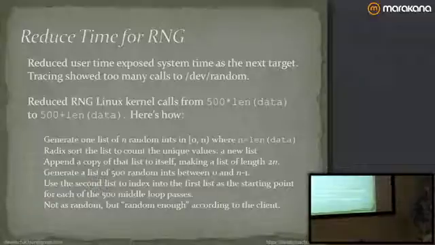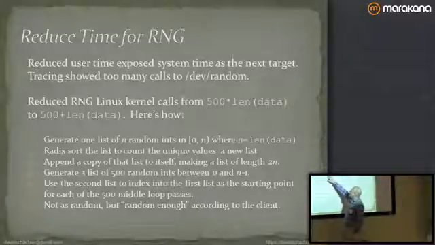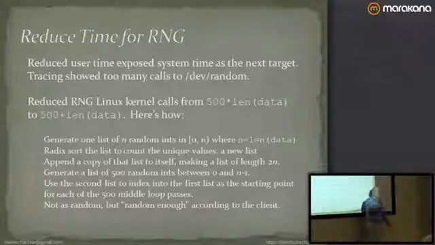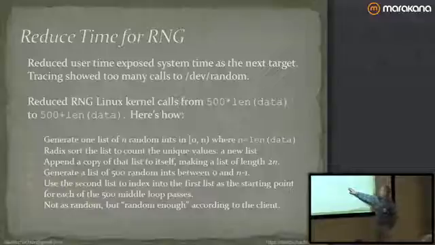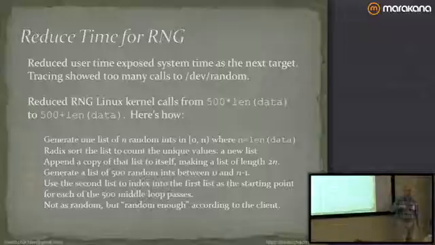So I changed the code. Instead of 500 times the length of data, I made it 500 plus the length of data. Here's what I did. Generate that list of random numbers, but just generate one list, not 500 of them. Create the bin counts, as we said on the previous slide. Now take the bin count array and append a copy of it right to the bottom. Make a list of 500 more random ints between 0 and the number of rows. We're going to use those to index into this double bin count array at any random location, and since it's twice as long, we know that we can't run off the end no matter where we start.